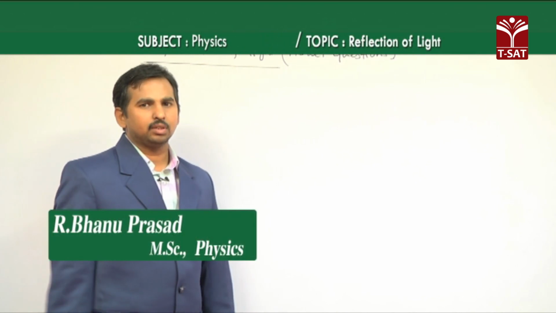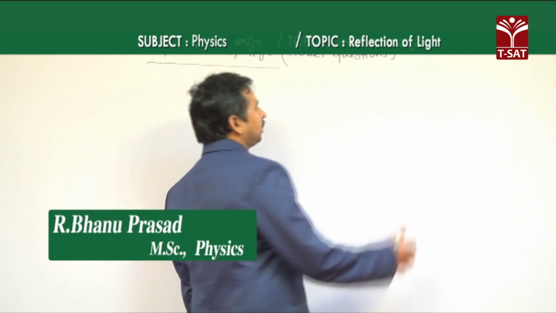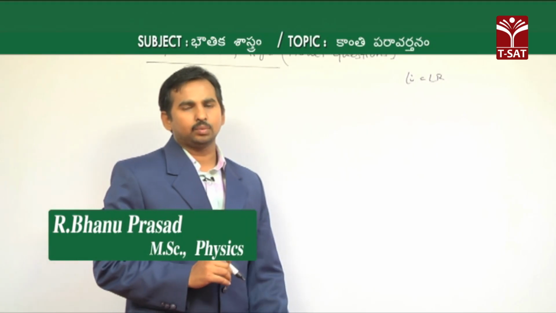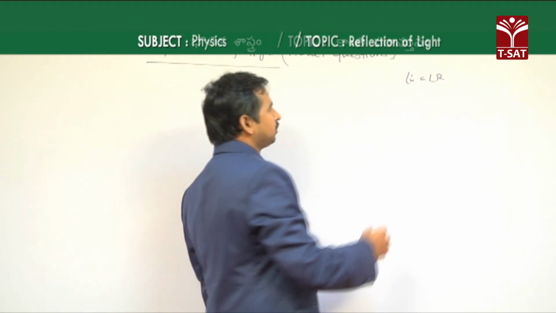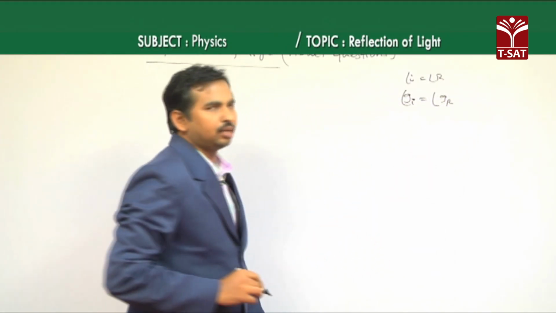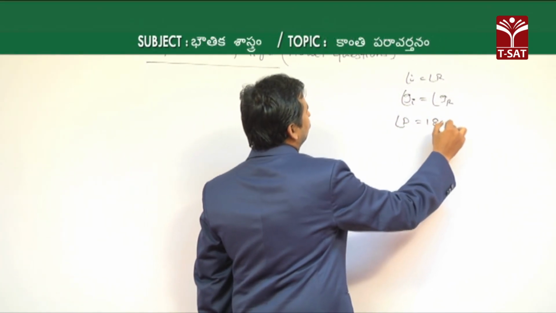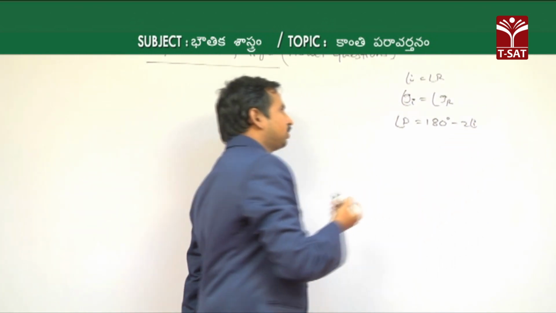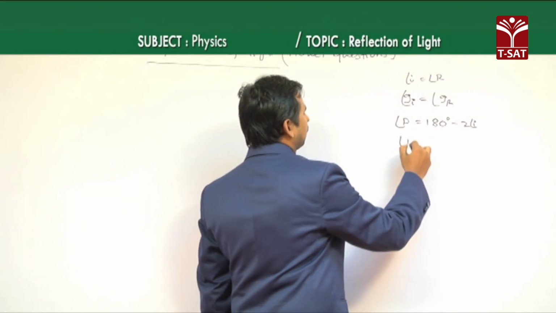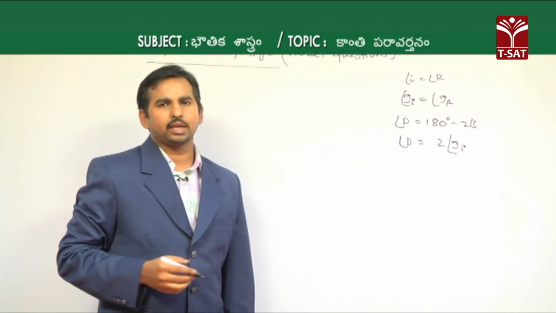If you see the plane mirror questions about angles, we already know the relations between the angles. Angle of incidence and angle of reflection are equal. Glancing angle of incidence is equal to glancing angle of reflection. Angle of deviation is equal to 180 minus 2i, where i is the angle of incidence. Also, angle of deviation is twice the glancing angle of incidence. That is about angle of deviation.